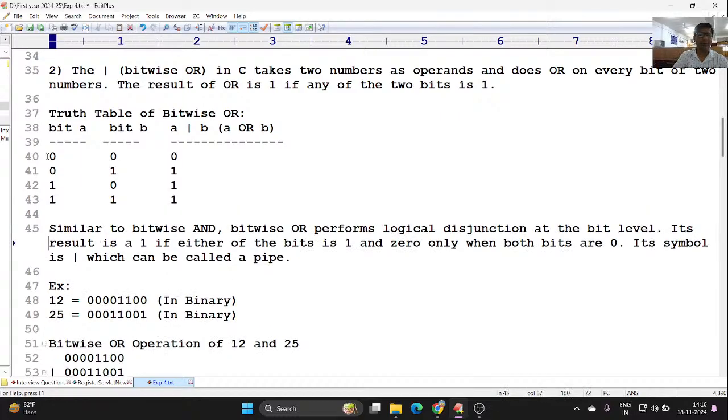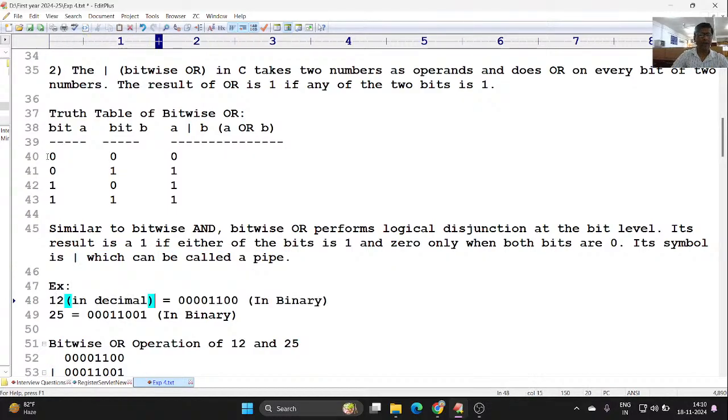Similar to bitwise AND, bitwise OR performs logical disjunction at the bit level, whereas bitwise AND performs logical conjunction. So the result is 1 if either of the bits is 1, and 0 only when both bits are 0. Its symbol is what? Vertical pipe. Okay, vertical pipe. This is the symbol.